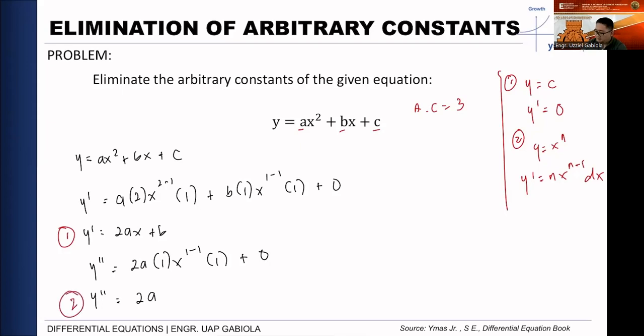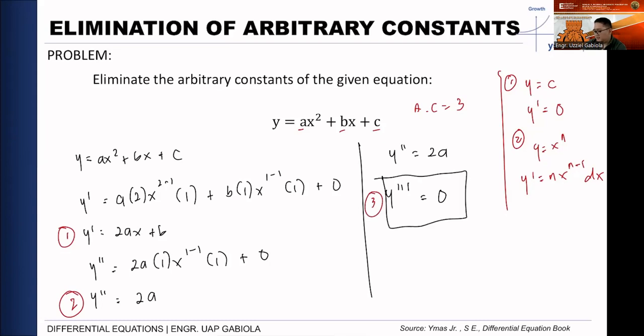Okay? Ngayon, third derivative natin. So mula sa y double prime, 2a. So derive ulit natin. So third derivative, since this is constant, y is equals to 0. So this will be our third derivative. And as you can see, differential equation na lang siya. Okay? So pag change natin yan sa differential form, this is d3y over dx cubed is equals to 0. Okay? So this will be our differential equation.